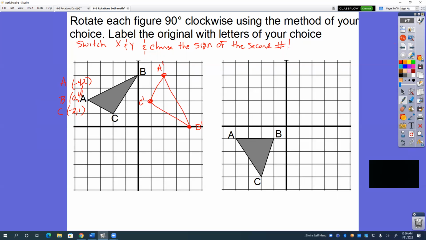So same thing here, A, B, and C, the coordinates: A is -4, -1. B is -1, -1. And C is -2, -4. So again, change your X and Y and change the sign of the second number.